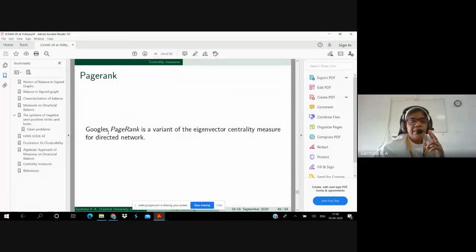Another is PageRank. PageRank is a variant of the eigenvector centrality measure for directed networks. These are some of the main measures to measure the balance or imbalance of a given network.